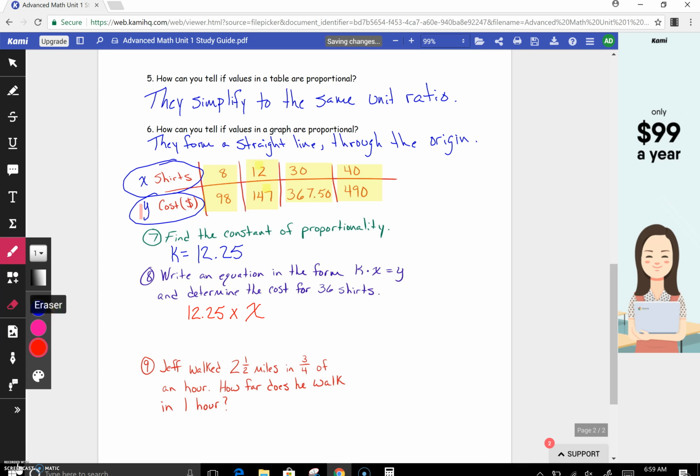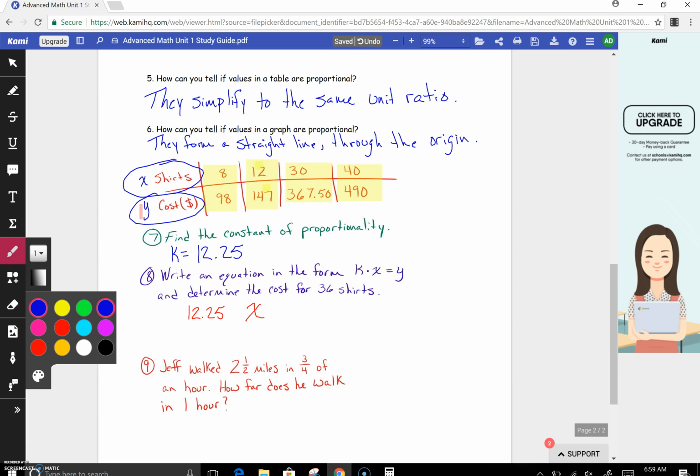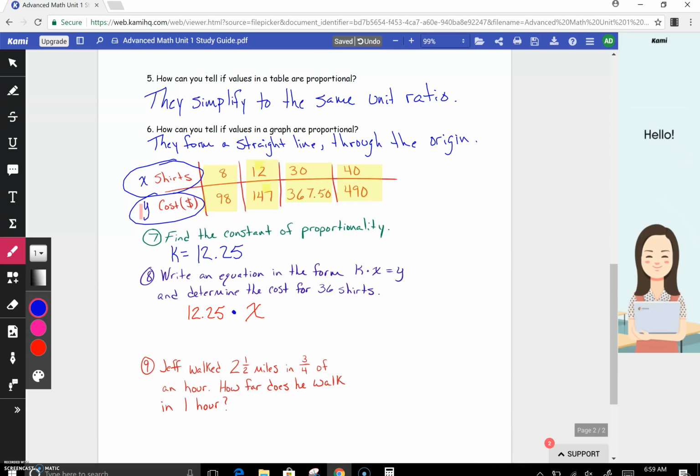When we write it like that, we probably ought to show multiplication like this so we don't get confused. $12.25 times X, or the number of shirts, will give us the cost. So it's really that simple. This is our equation. We could plug in any number of shirts right here and multiply it by 12.25, and that would give us our cost, our Y value.